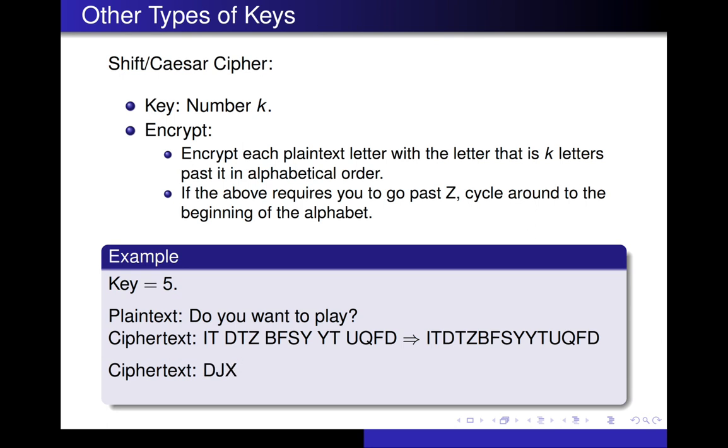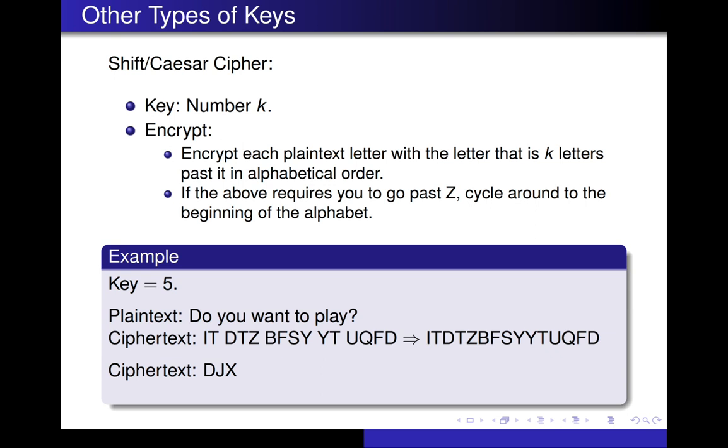Now, if someone sends us back the following message, DJX, we do exactly the same thing, except now we go back in backwards alphabetical order. We reverse that process, so we're going to subtract 5. If we start with D, we're going to have to go back 5 letters. That's going to be complicated because that's going to take us past A. So if we go back, we go C, B, A, and then back to Z for the fourth one, and then back to Y. So D gets decrypted as Y.